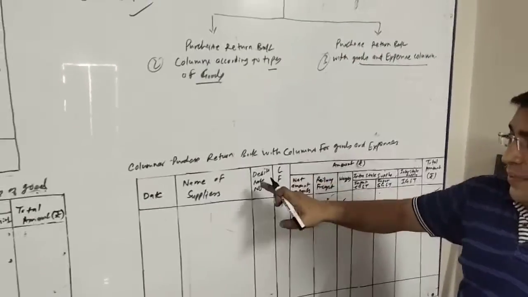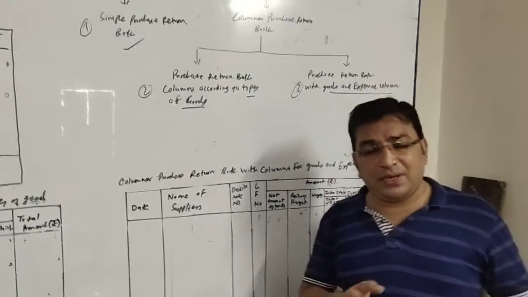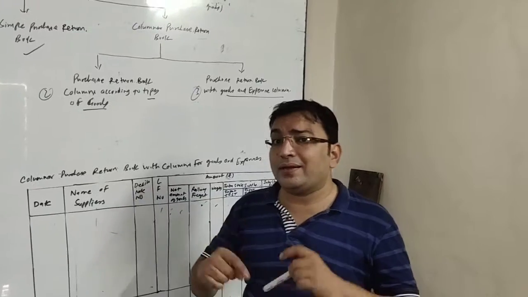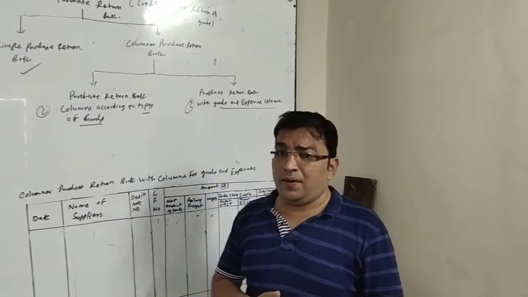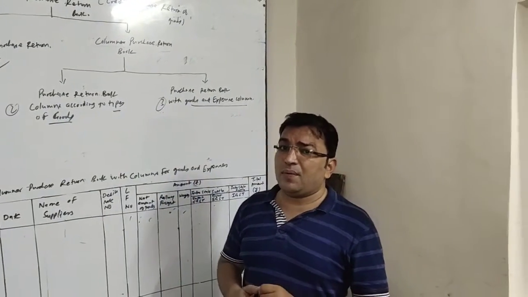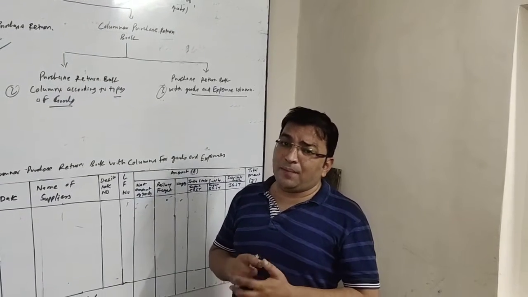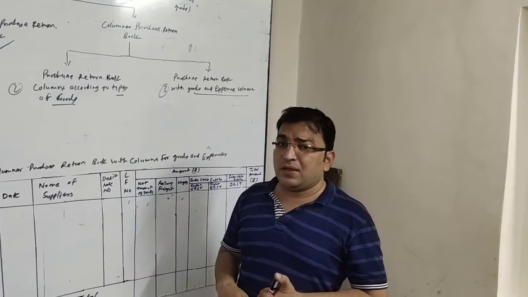There inward invoice number, here debit note number, and we have seen the meaning of debit note number, a note which is issued to the supplier at the time of returning goods to him. Okay, so this was all about the meaning and specimen of purchase return book. In upcoming video we will be seeing the sums based on this.